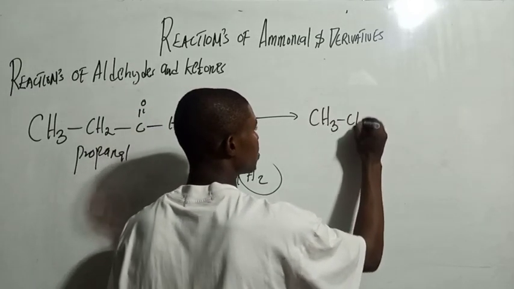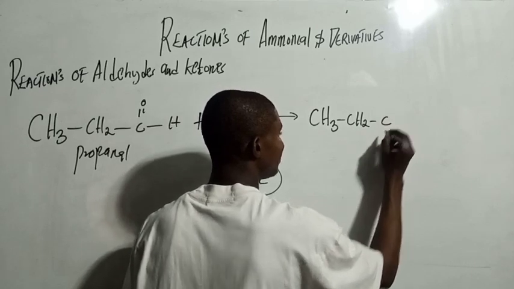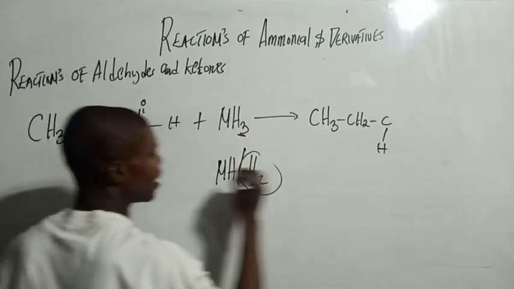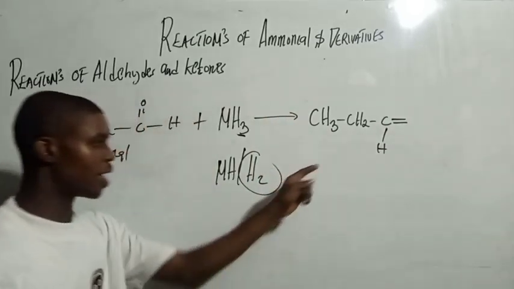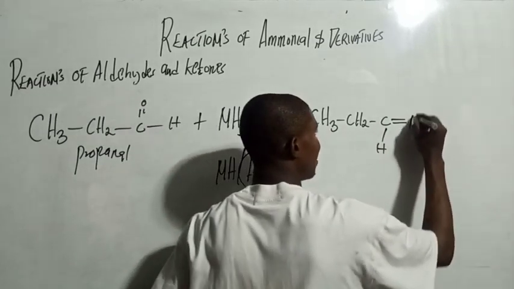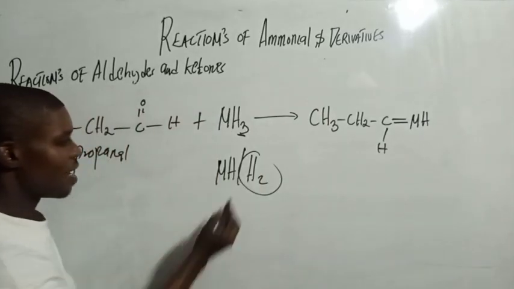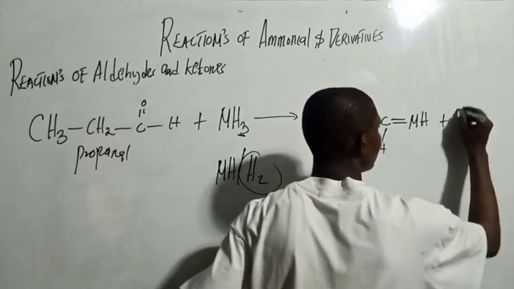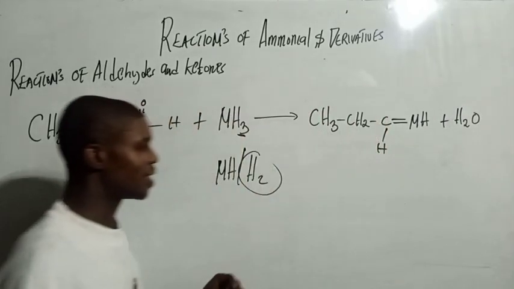What we are left with is CH3CH2C, then this hydrogen here, then this double bond here. Remember, you're not breaking the double bond. Do you get that? So from here you got NH. Now these two hydrogens here move to form H2O. Do you see that? You can see how easy it is.